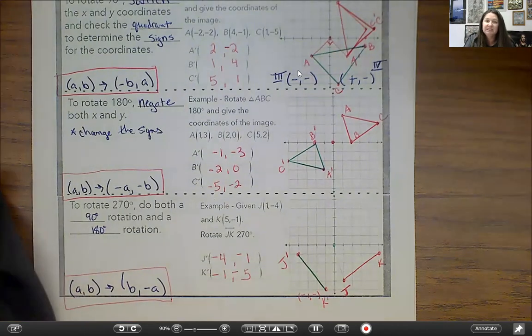All right, please keep in mind, this is just an introduction to rotations. Review your text and review lesson 9.4 before starting your assignment.